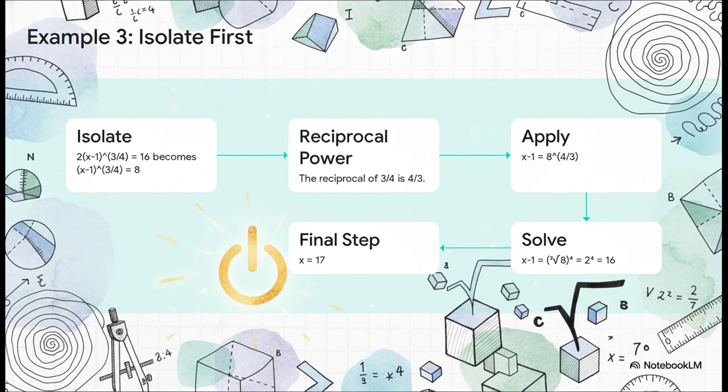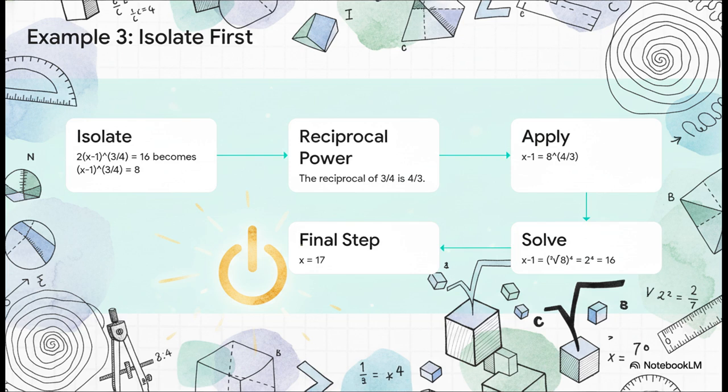The absolute number one crucial first step is to always isolate the term with the rational exponent. So we'll divide both sides by 2. Okay, now it looks familiar. We apply the reciprocal power, 4/3, to both sides. The cube root of 8 is 2, and 2 to the power of 4 is 16. Just one last quick step. Add 1 to both sides, and we get our answer.